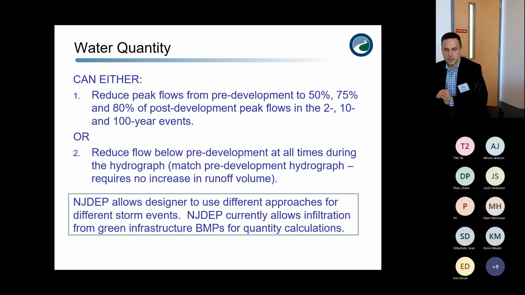For water quantity regulations, there's 2 options to meet this standard. The first is to reduce peak flows from pre-development to post-development conditions, where you need to meet 50%, 75%, and 80% of post-development peak flows in the 2, 10, and 100-year events. So you can reduce that peak flow in order to meet the criteria. The second option is to reduce flow below pre-development conditions at all times during the hydrograph. So this is basically your approach trying to match that pre-development hydrograph, mimic the existing hydrology, and this requires that you have no increase in runoff volume.